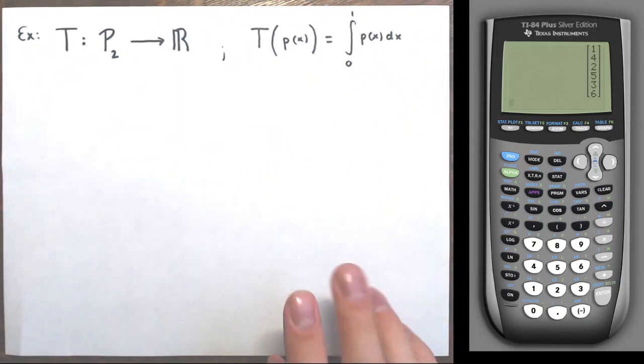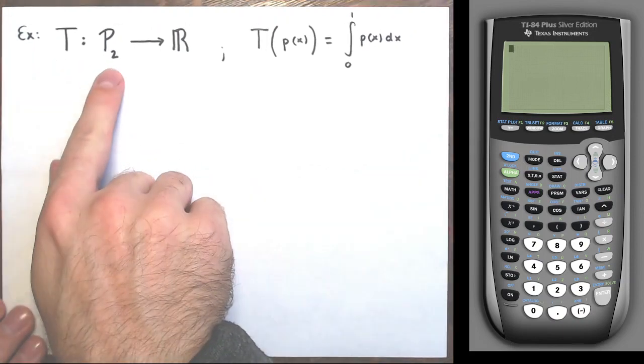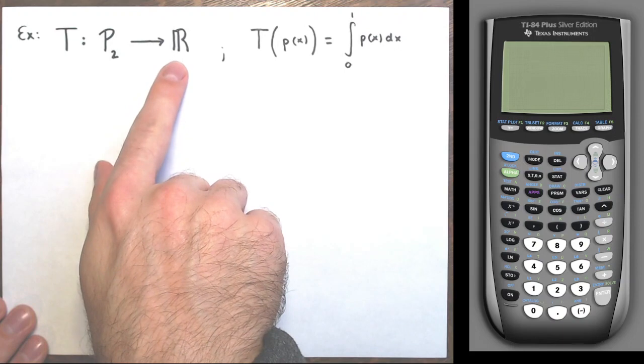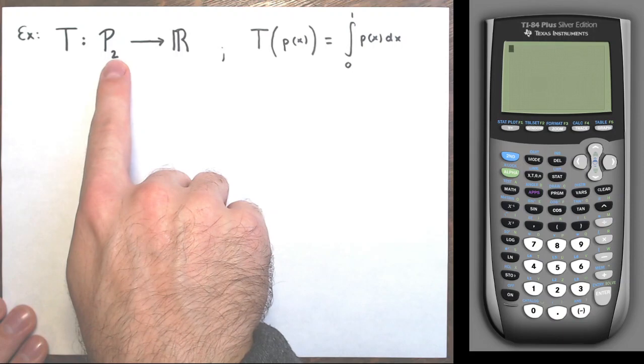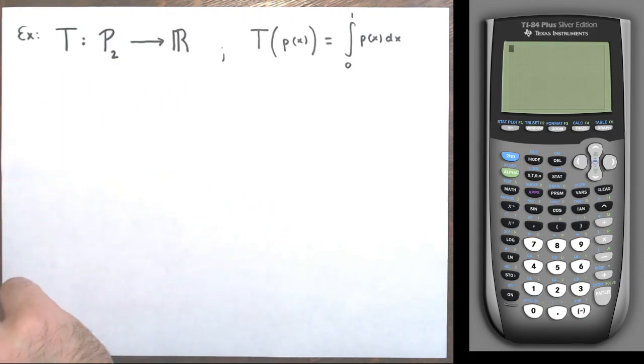So here again, I have a transformation that is linear. It is linear, and you can check that for yourself: check the additivity property and the homogeneity property. Here, my inputs are polynomials of degree 2 or less, and my output is some real number. So remember, this is dimension 3, this is dimension 1. And let me put the standard bases.